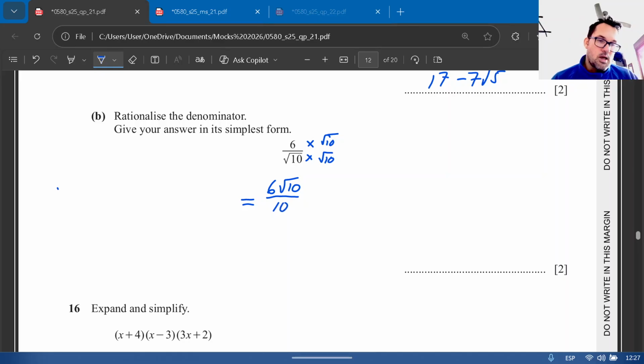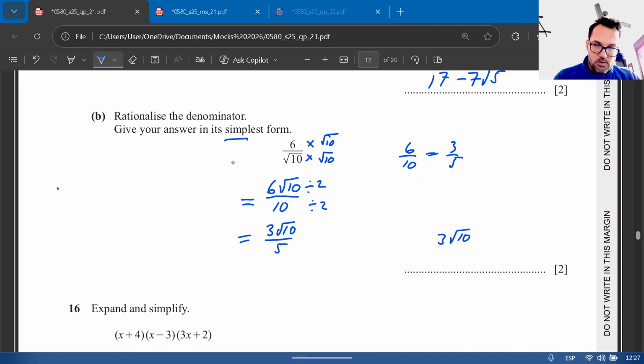Okay. The simplest form, so if you can imagine, 6 over 10 is the same as 3 over 5. We divide the top and the bottom by 2. That gives us 3 square root 10 over 5. Can't cancel the 10 and the 5 because that's a root 10, it's not a 10. There's no square number in there. So that will be the final answer.